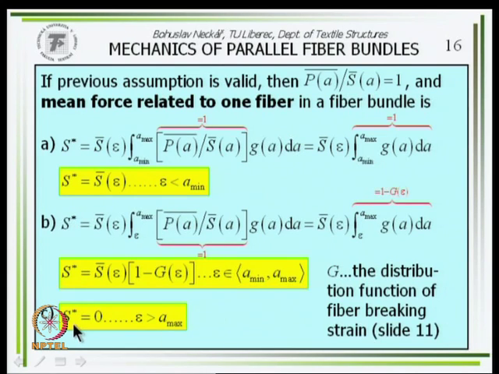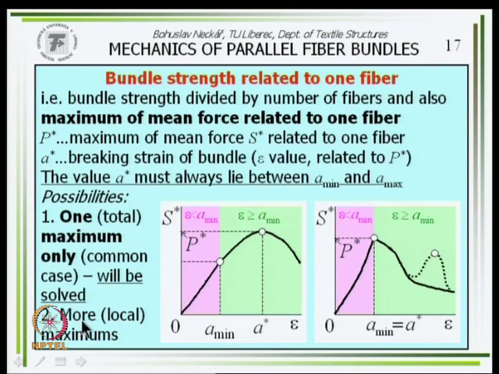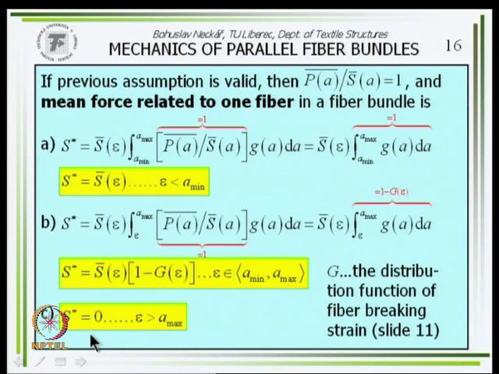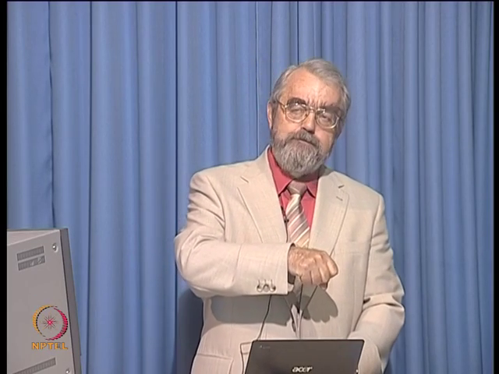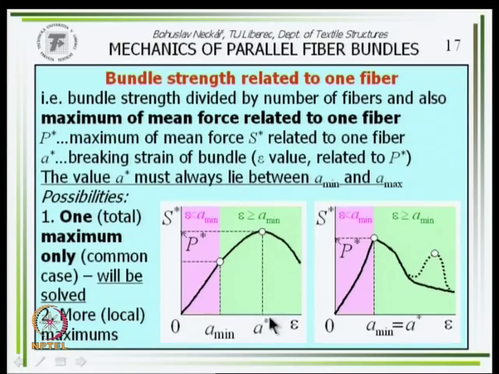Of course, if all fibers are broken, then the force, also the mean force per one fiber, is equal to 0. So we have the equations for the force per one fiber in bundle in relation to epsilon. We can calculate such a function, S star, as a function of epsilon, yeah?